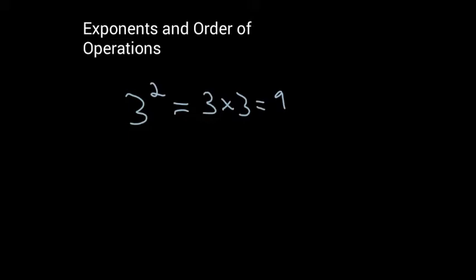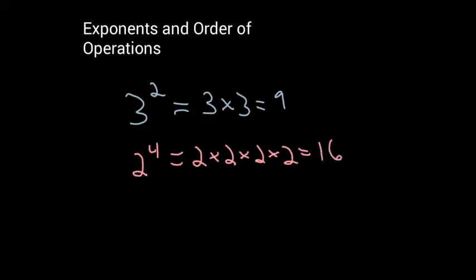So let's work a couple more. Let's say we had 2 to the fourth. That means I have 2 4 times. So I have 2 times 2 times 2 times 2. It is not 2 times 4, it is 2 multiplied 4 times. So I have 4 2's there. So 2 times 2 is 4, 4 times 2 is 8, 8 times 2 is 16. So 2 to the fourth is 16.